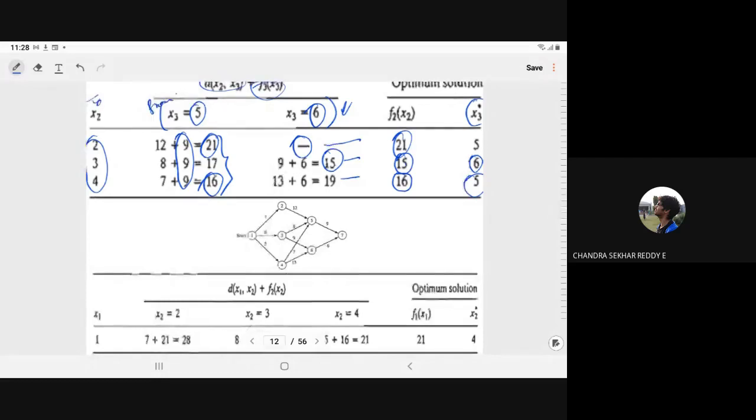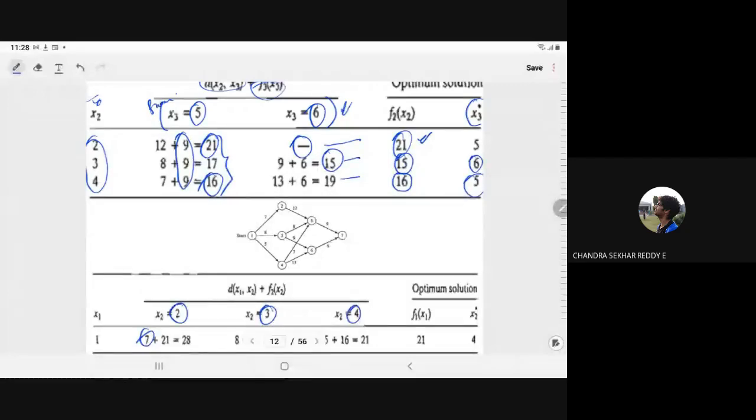Similarly, for the state variable x1, means when we are at the node 1, we can reach the node 1 in backward through the city 2, city 3, and city 4. So what is the optimal of the city 2? Optimal of the city 2 is given to you as 21, and what is the distance between the 1 and 2? It is the 7. So it will become 21 plus 7 is equal to 28.